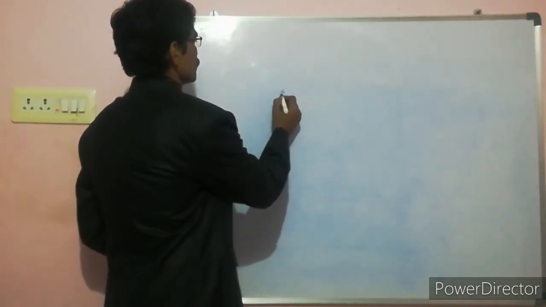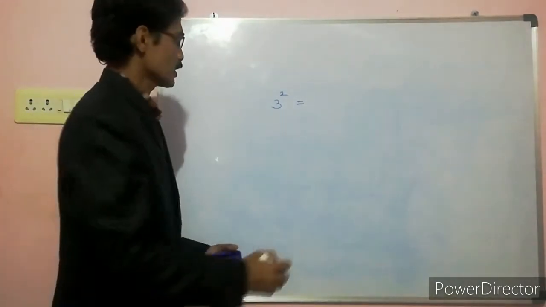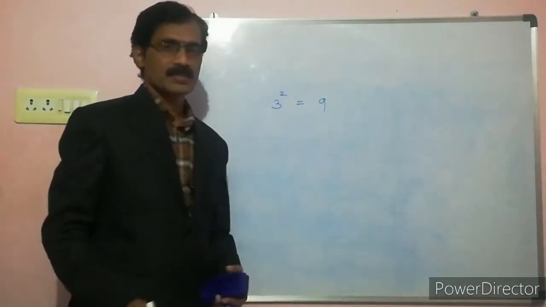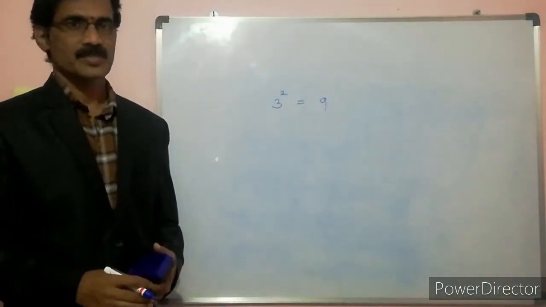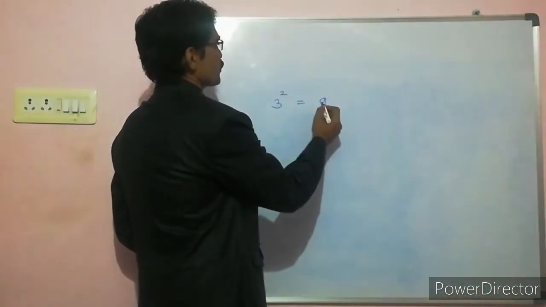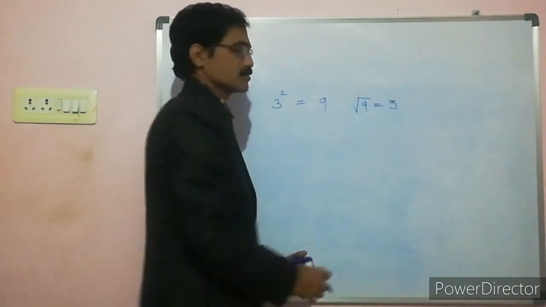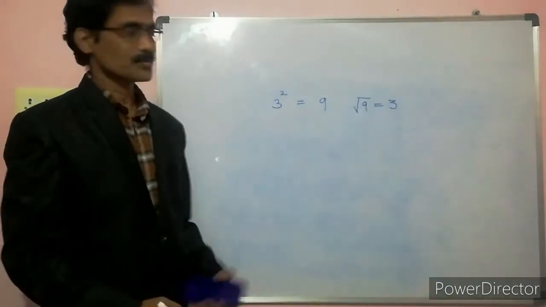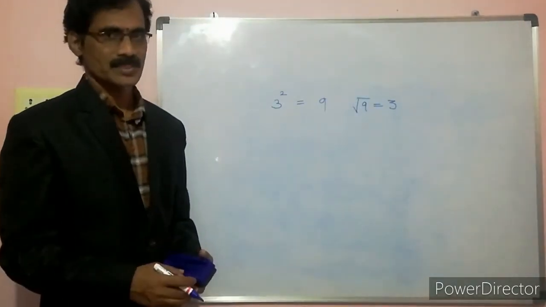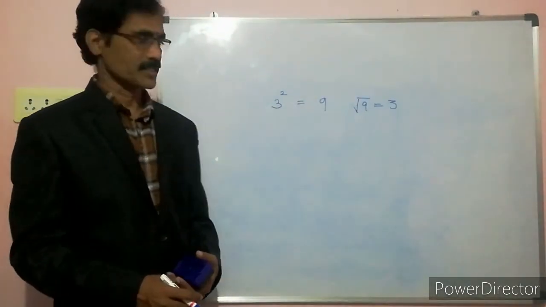If you know the value, 3 square is equal to 9. This is a rational number. 3 square is equal to 9 is a rational number. And if 3 square is equal to 9, then root 9 equals 3. We know that root 9 equals 3. In 8th class we learned squares and square roots. In that class we discussed these things already.